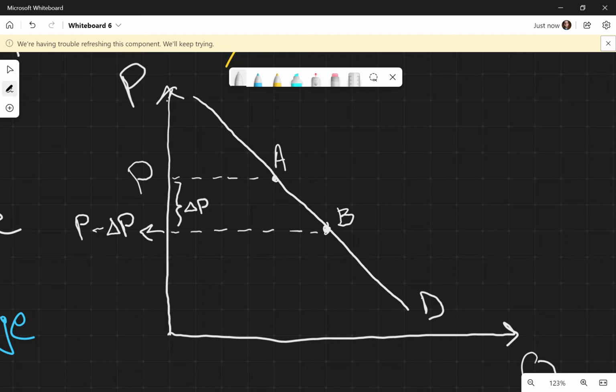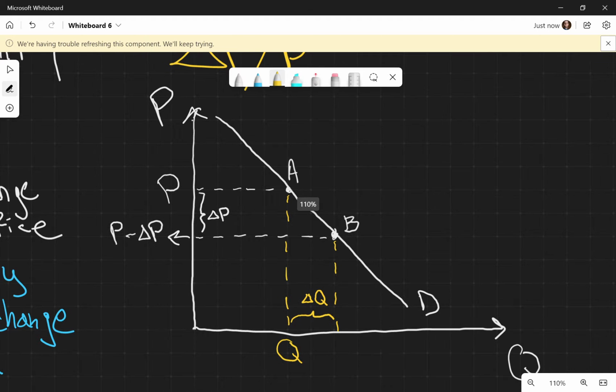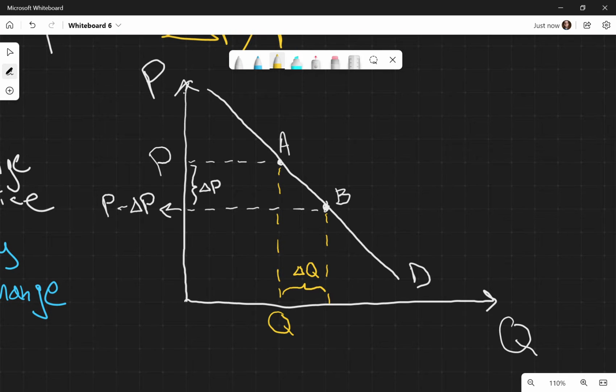Then, similarly, we have at point A, because that's our kind of anchor point, so we're going to put Q at that point A. And then we're going to take a look at how far B is away from Q. Well, it's the delta Q, the change in the Q. So that's going to mean that this point here is Q plus delta Q. Everybody with me so far? Good.